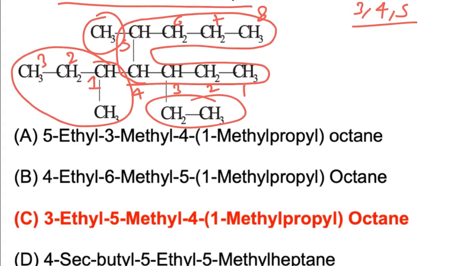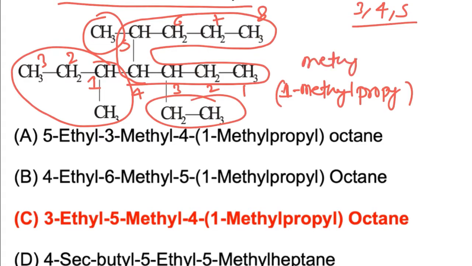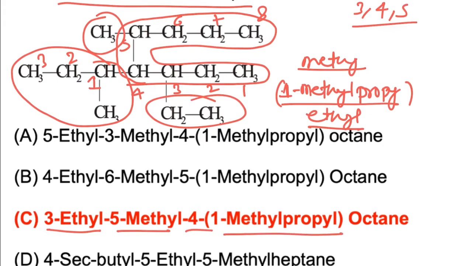So the name of the side chain is 1-methylpropyl. Now we have three side chains: 1-methylpropyl, methyl and ethyl. These substituents are written in alphabetical order: first ethyl, then methyl, and then methylpropyl. So the correct name of the compound is 3-ethyl-5-methyl, at the fourth position 1-methylpropyl, and a total of 8 carbon atoms are present, hence octane.